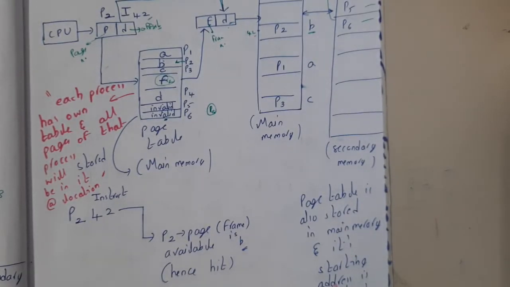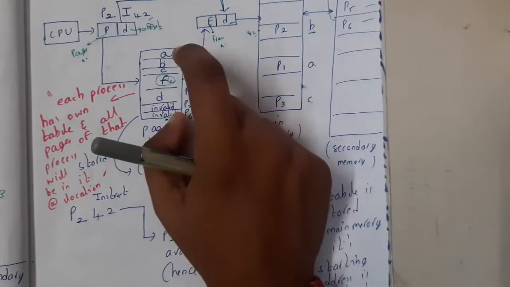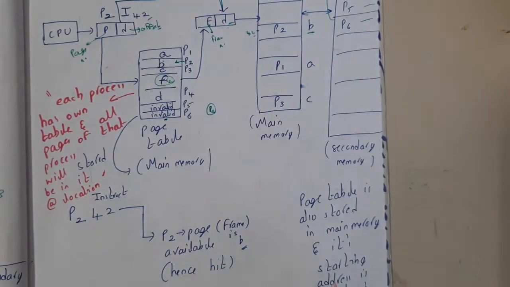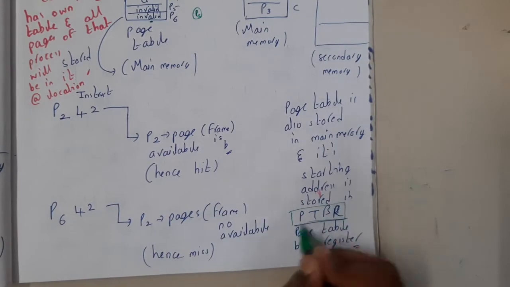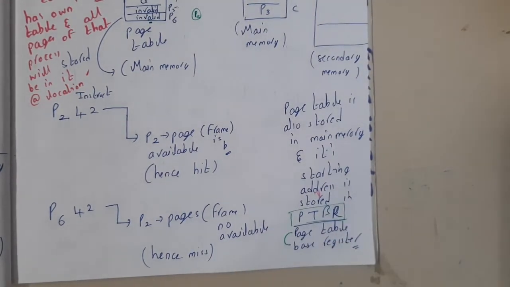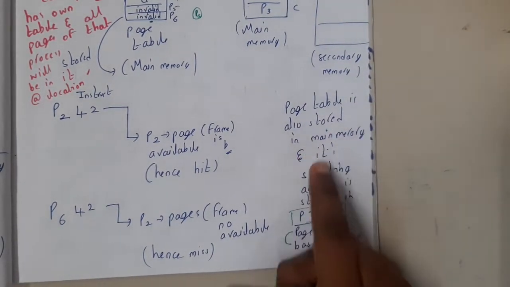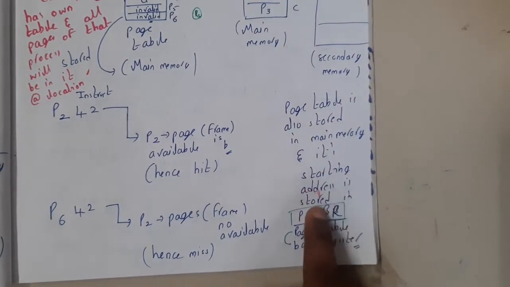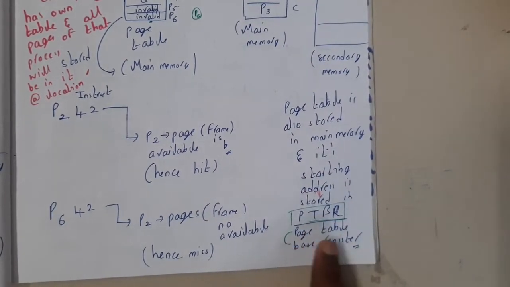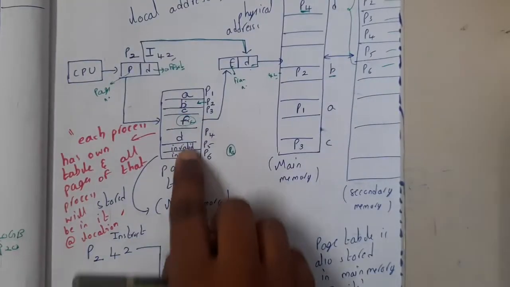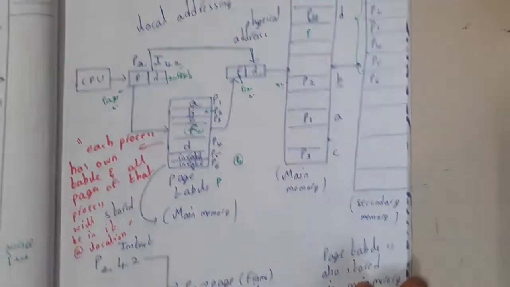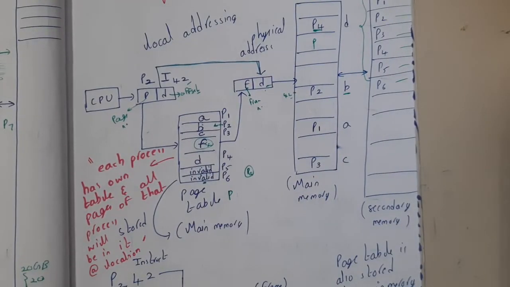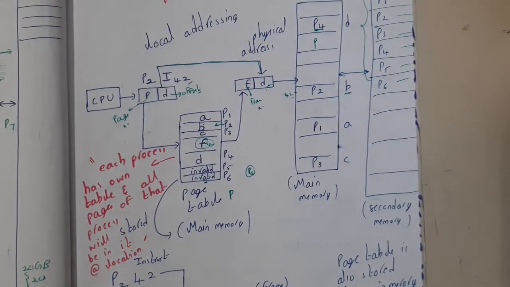One more important thing that you should remember is that each and every process needs to store this page table somewhere. That page table location is stored in the PTBR, which is nothing but the page table base register. So the page table is also stored in main memory and its starting address is stored in the PTBR. Assume this page table as P. So this P will also be stored here somewhere. In that way it will work. So now you are getting the idea, right?